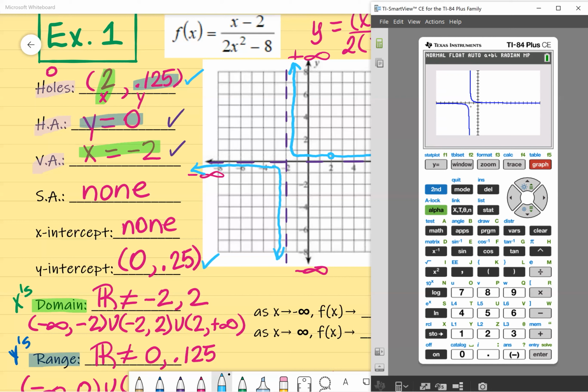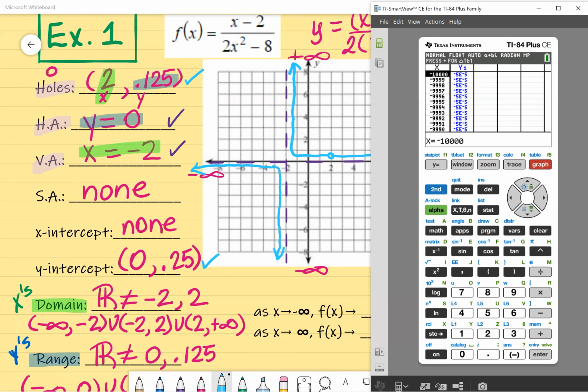It's going to be somewhere in between there, and it looks like it's at -2. So in terms of my end behavior, if I go to second window, see where it says table start is -11, just change that. If you want to start with your negative infinity first, change it to something like -10,000, and then just immediately go to second graph, which is your table.